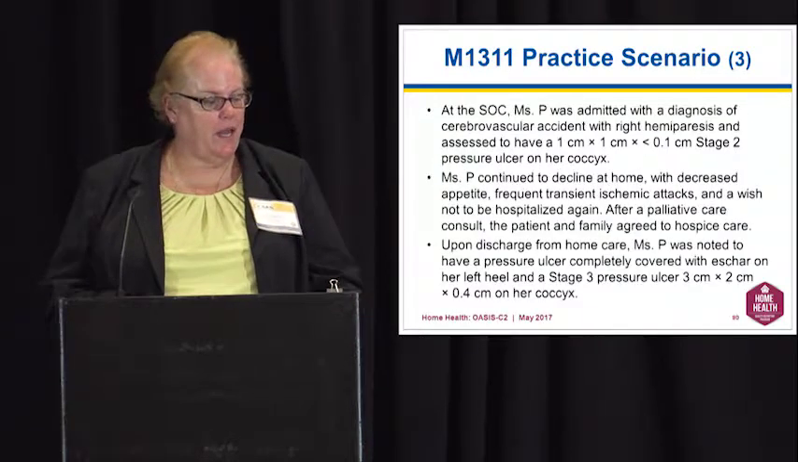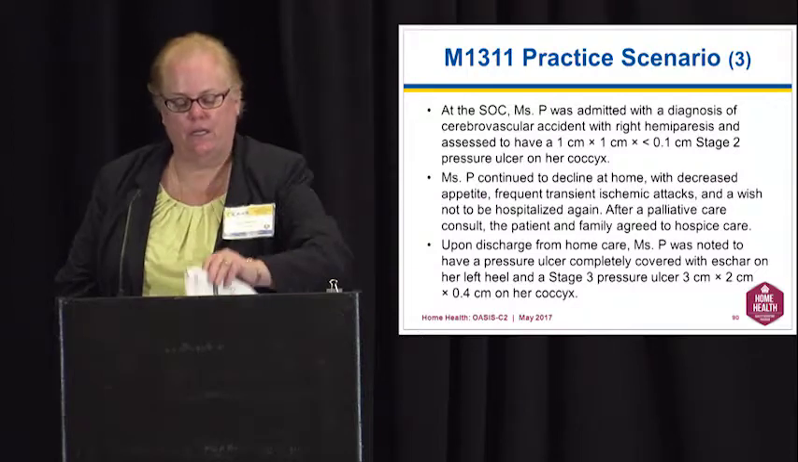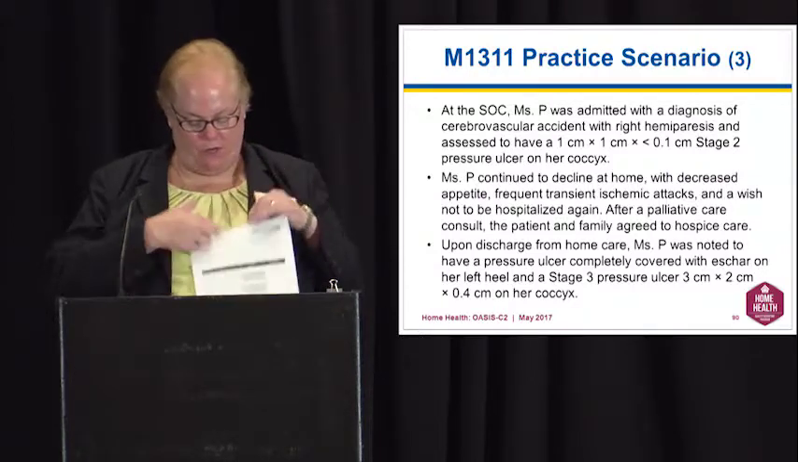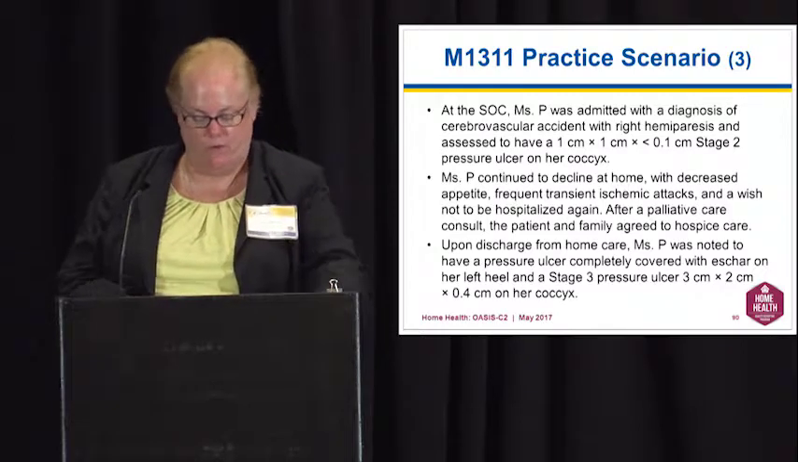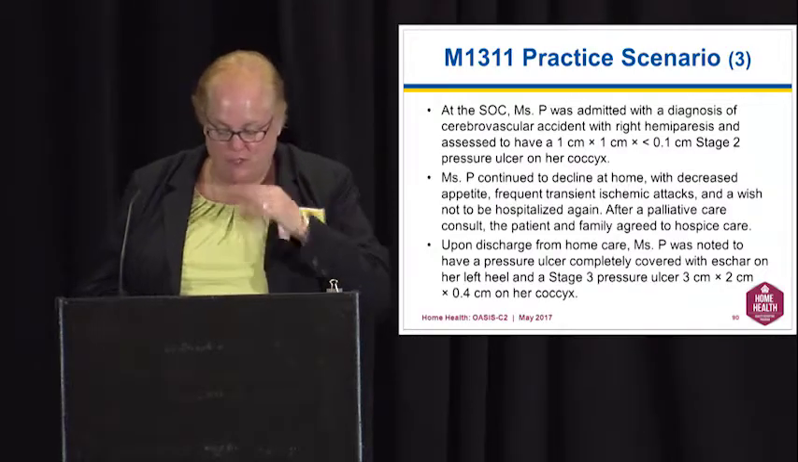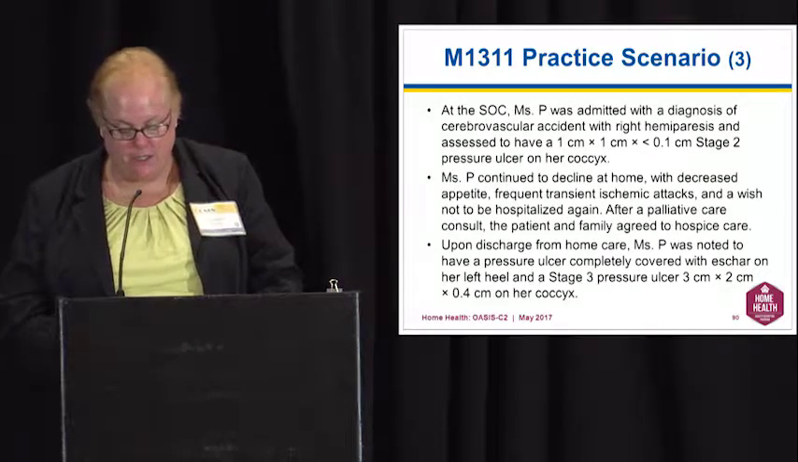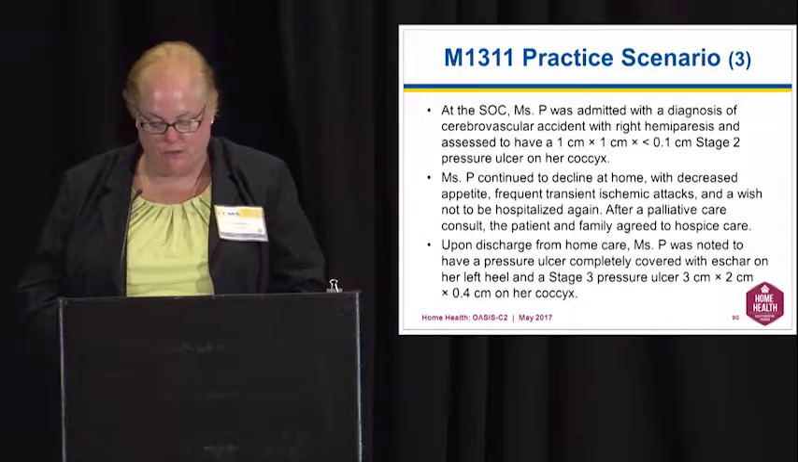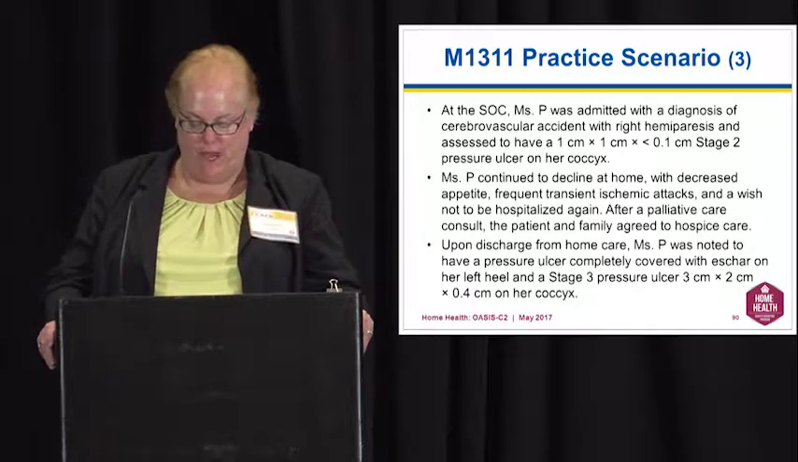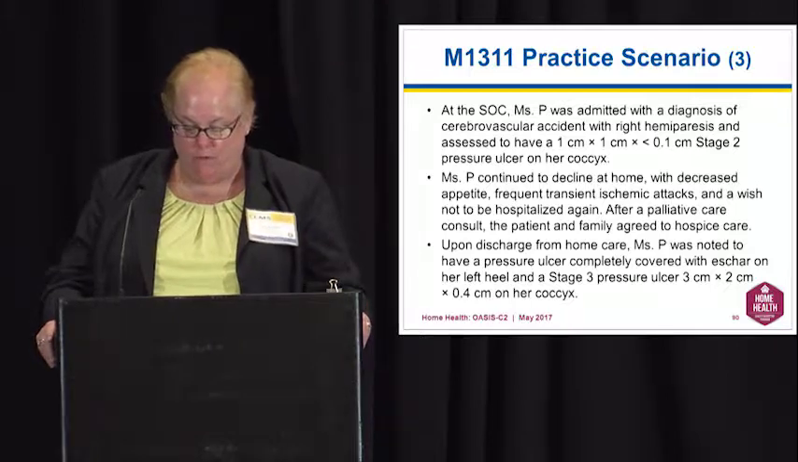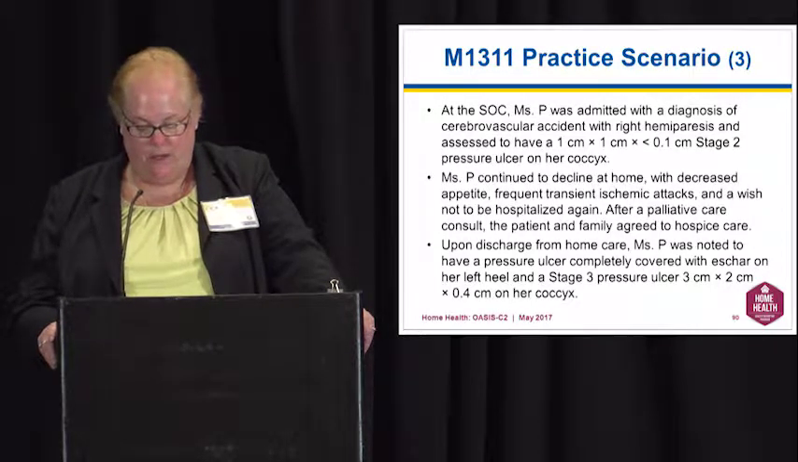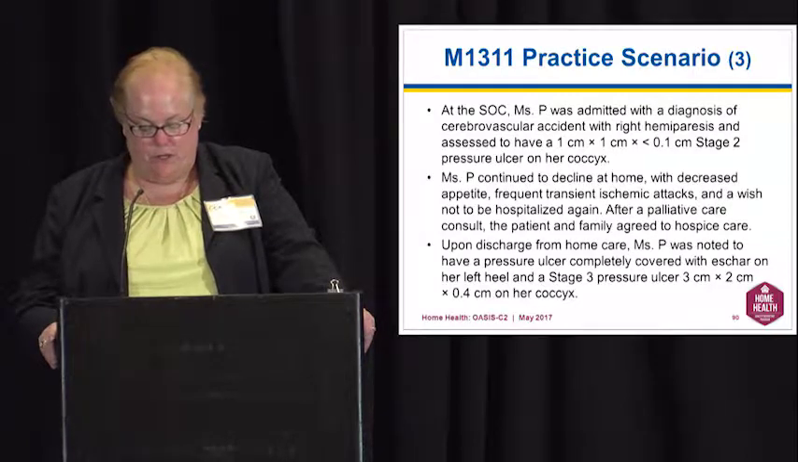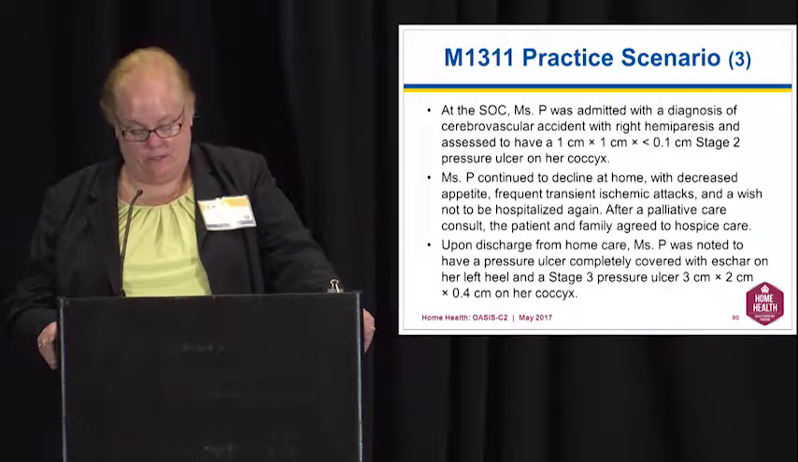All right, so now we have scenario 3. And again, practice scenario 3, the scenario is going to be up top, and then your coding. This one's a little bit more involved. So at the start of care, Mrs. P was admitted with a diagnosis of a cerebrovascular accident, or CVA, with right hemiparesis and assessed to have a 1 centimeter by 1 centimeter by less than 0.1 centimeter stage 2 pressure ulcer on her coccyx.